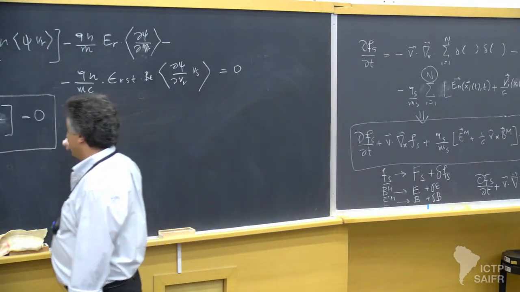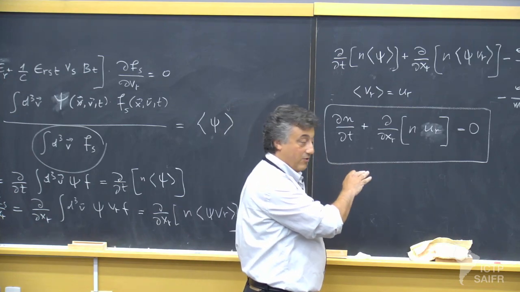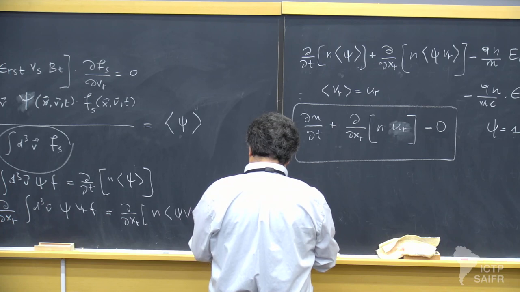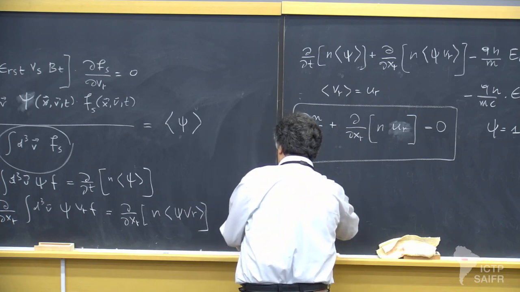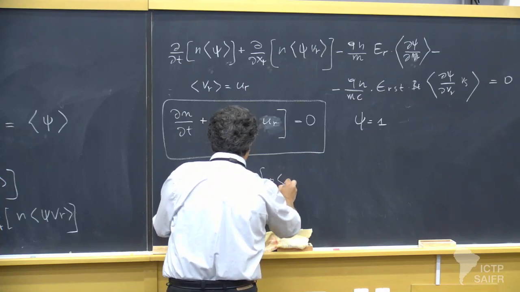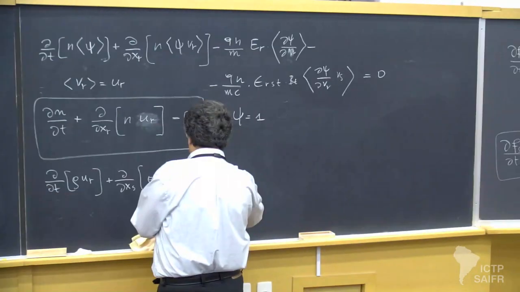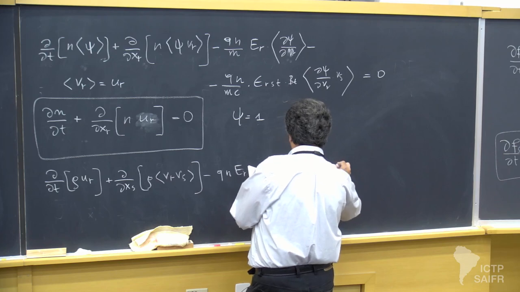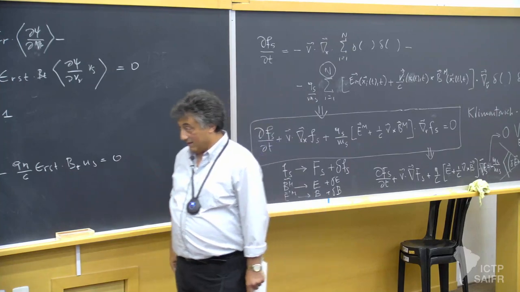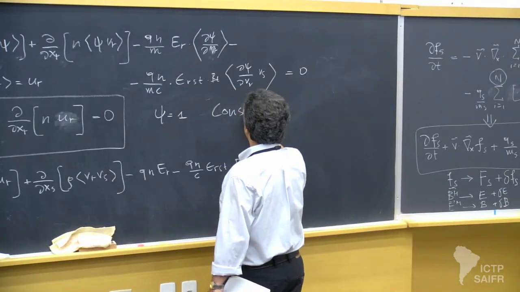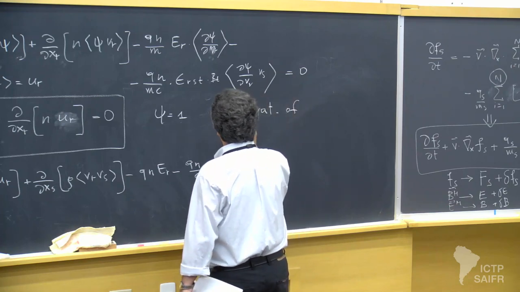For psi equal VR, this afternoon or whatever your time, you can try to redo exactly the same thing, but for psi equal VR. And I'll give you directly the end result, otherwise we don't go anywhere. It's d in dt of rho ur plus d in dx s rho vr vs minus qn er minus Qn over C, epsilon RST, Bt, US, equals 0. And we will see later that this is actually a strange form of the equation of conservation of momentum. So conservation of mass and momentum.